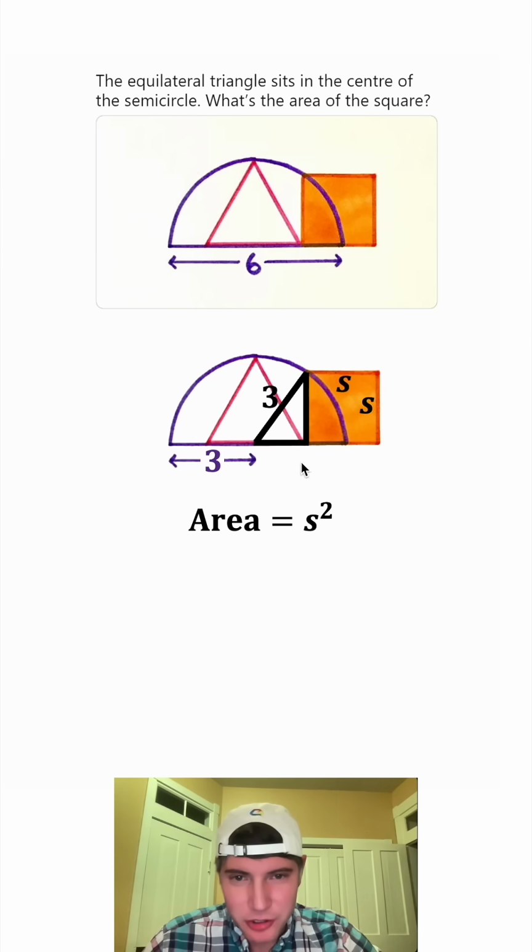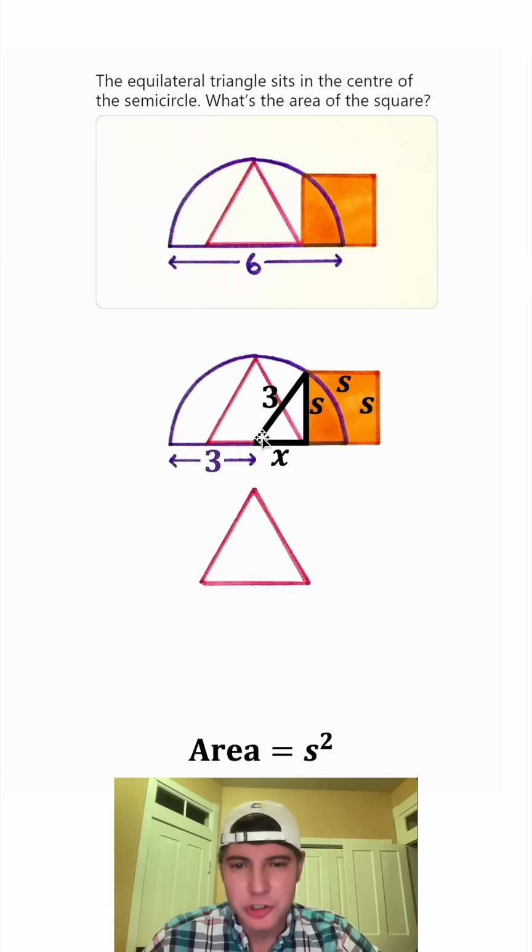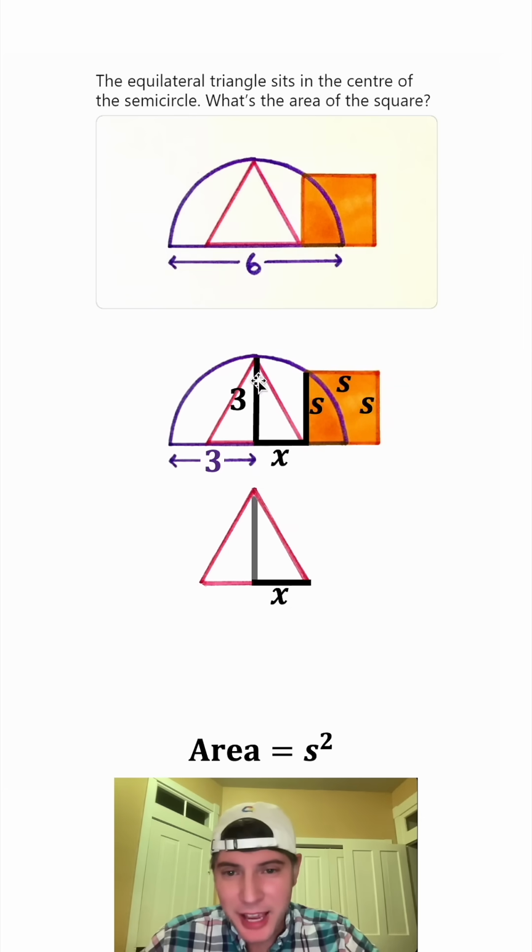This side of our triangle will be equal to S, and the base, we don't know yet, let's call it X. And now let's solve for X. In the given equilateral triangle, the X is this portion right here. It's half of the base. Let's take this radius and rotate it over here. That means that the height of this equilateral triangle is equal to 3.